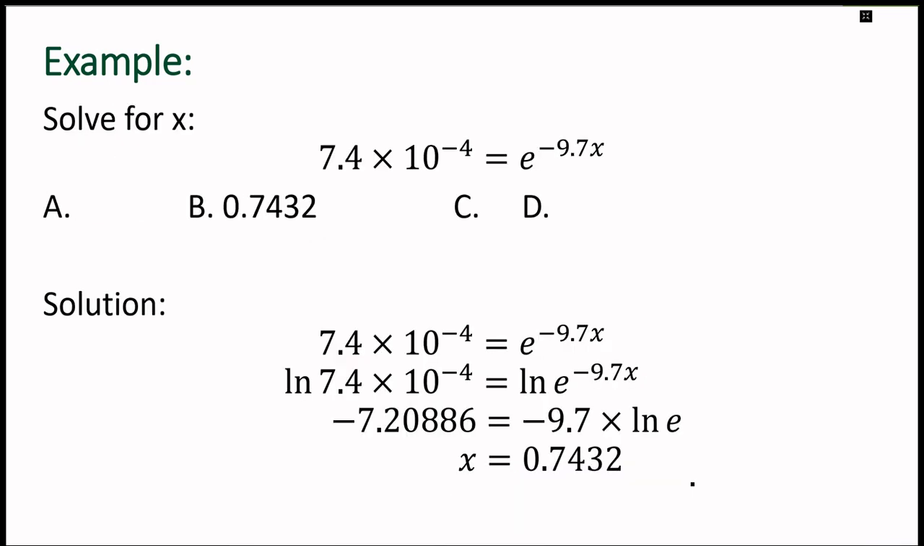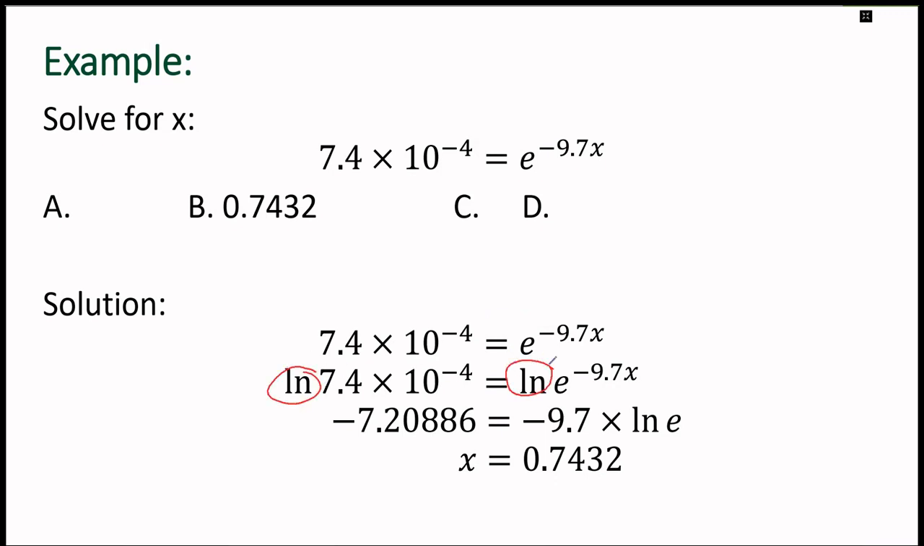Another example, solve for x: 7.4 times 10 to the negative 4 is equal to e to the power of negative 9.7x. So this is an equation. How do we solve this one? We take the ln, because the base is e, so it will be more convenient for us to use ln.